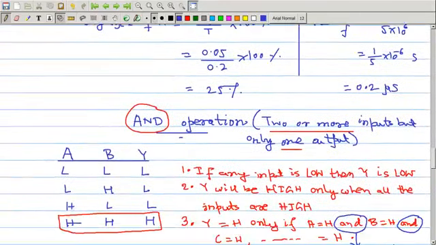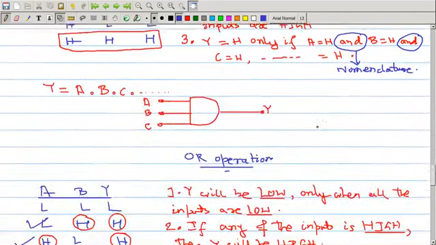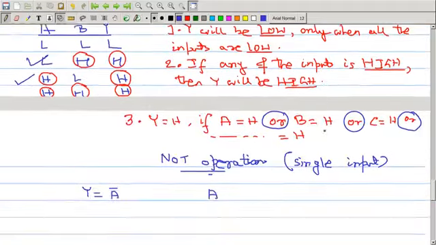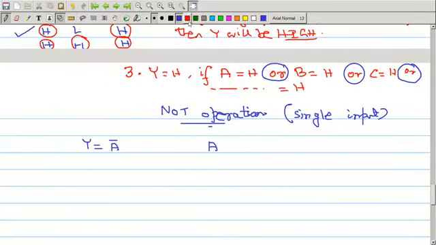You have written in the AND operation two or more inputs but only one output. You just copy this entire statement and paste it in the OR operation also. Please copy and paste this one, the AND and OR. But in the NOT gate you must be careful that the NOT gate is a single input gate. It is a single input. So you have only one input, that is A, and one output, that is Y.